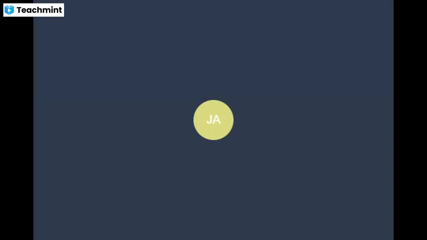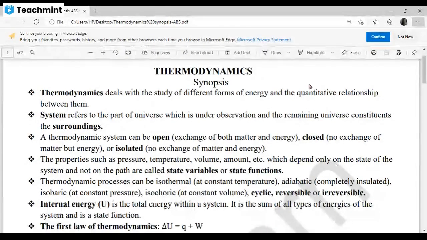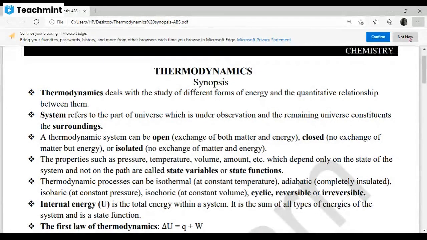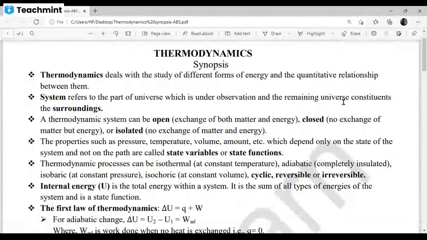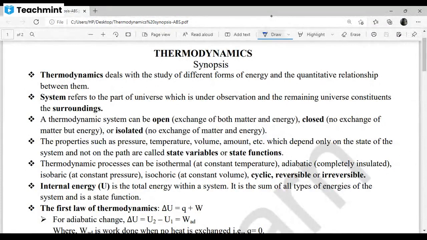Today we'll be discussing the topic thermodynamics. So from thermodynamics again you can expect at least two questions. Okay. So what do you mean by thermodynamics is a part you need to understand.